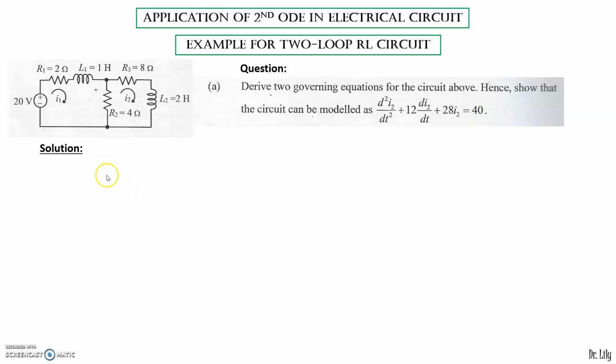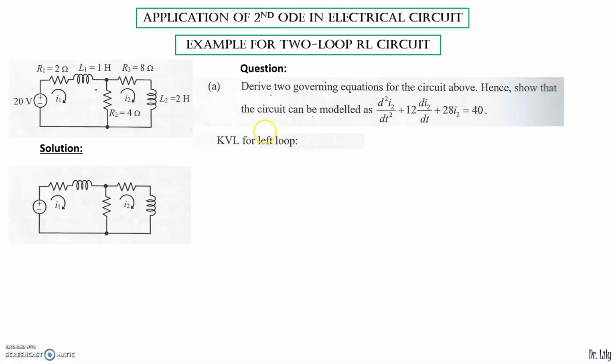The solution to the question is, first of all, you need to redraw the circuit. Since you have two different loops, you need to apply KVL for the first loop and KVL for the second loop. Based on the mesh currents I1 and I2, we need to assign the polarity for each of the elements. Now we apply KVL for the left loop, where the mesh current is I1. So the polarity of voltage for each of the passive elements is given by this.